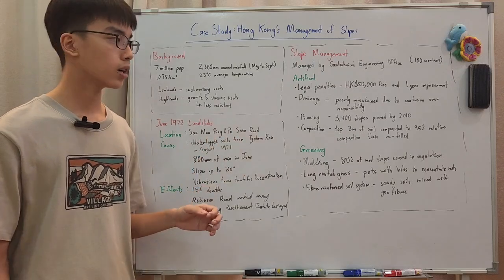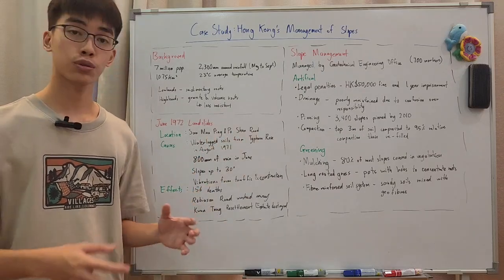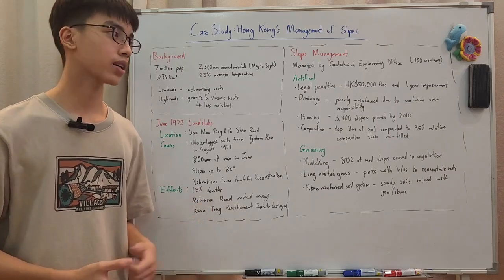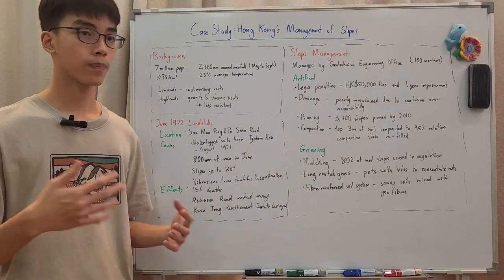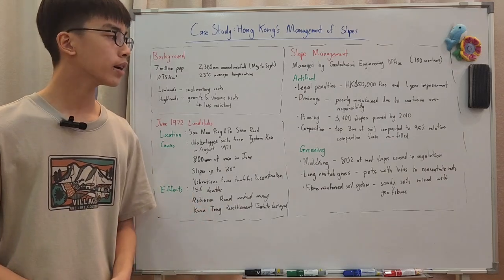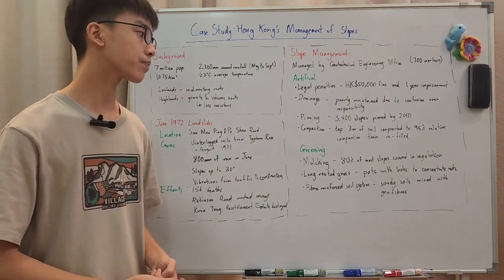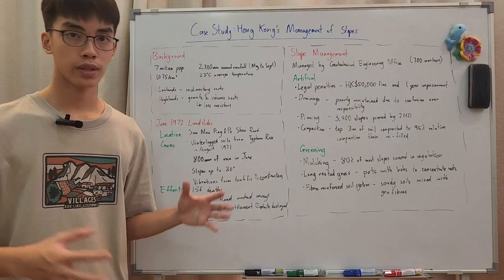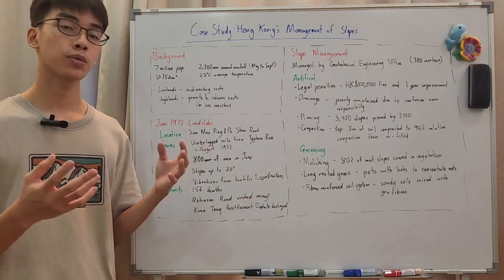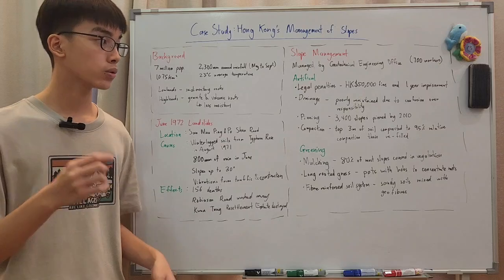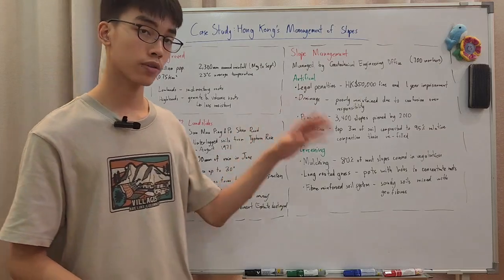For drainage, they do have drainage around their slopes to drain water away from the slopes. However, they're poorly maintained because there's confusion over whose responsibility they belong to. There's also pinning with 3,400 slopes pinned by 2010, and also compaction. So they excavate the top 3 meters of soil in their slopes, and they compact the soil to 95 relative compaction, then refill the slope.